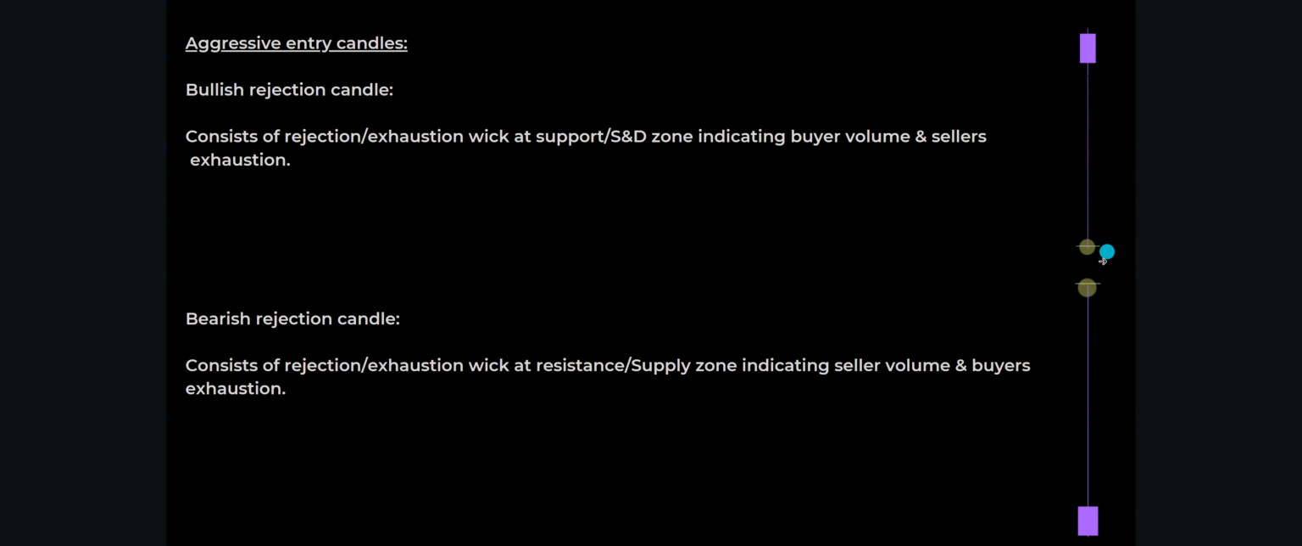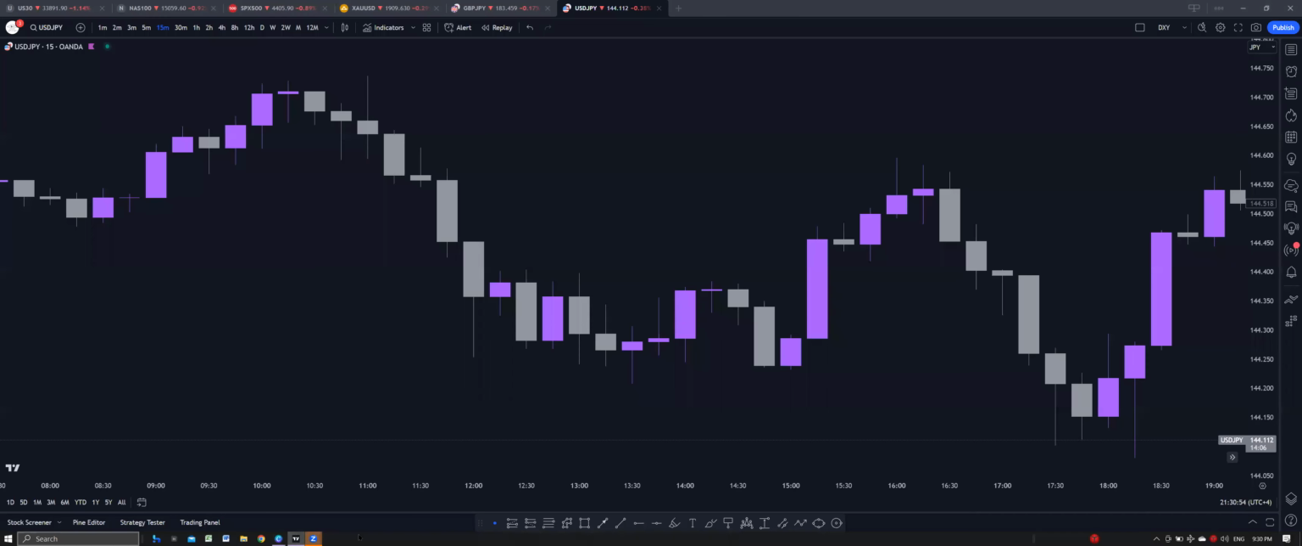This here is an aggressive entry, right? You would take an aggressive entry without waiting for a bullish engulfing or a bullish variation pattern. You would straight up take an entry once you see this candle. And also vice versa, you have your bearish rejection candle, which is the same thing. It's a rejection at the resistance or your supply zone, indicating seller volume and buyer exhaustion, right? So let me show you an example.